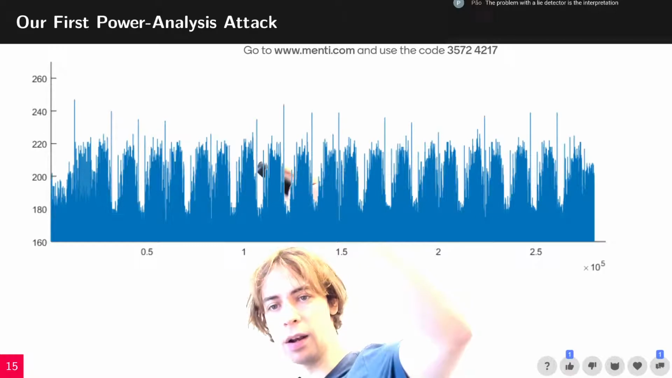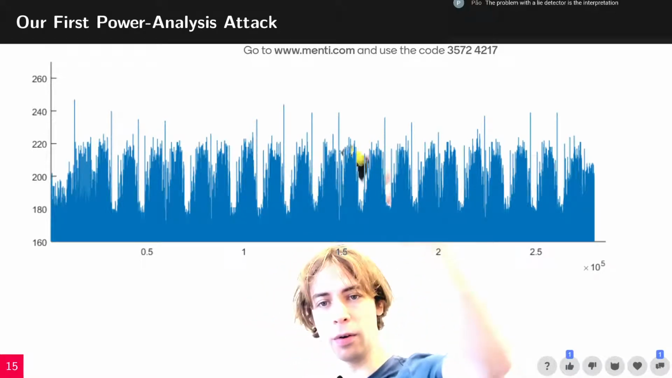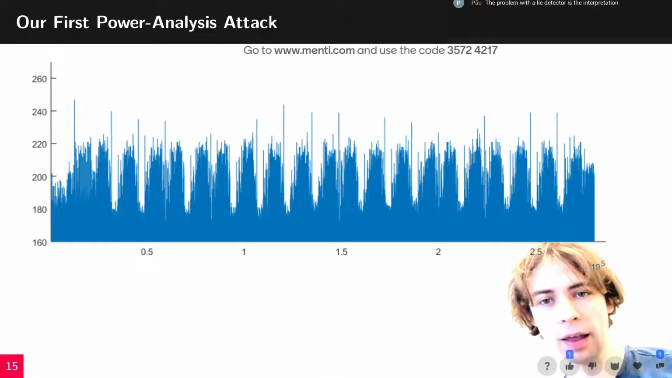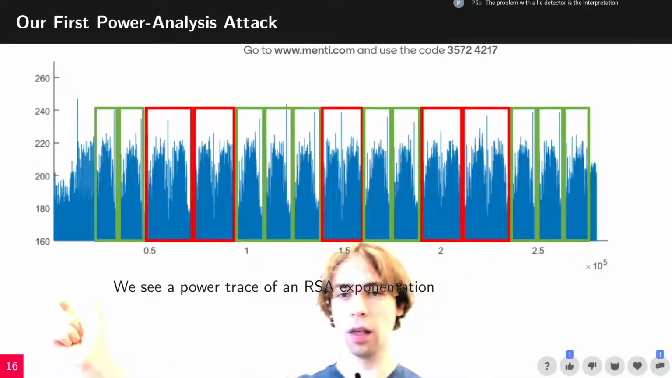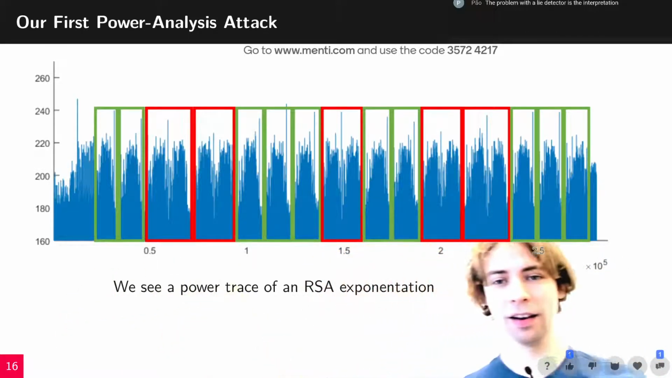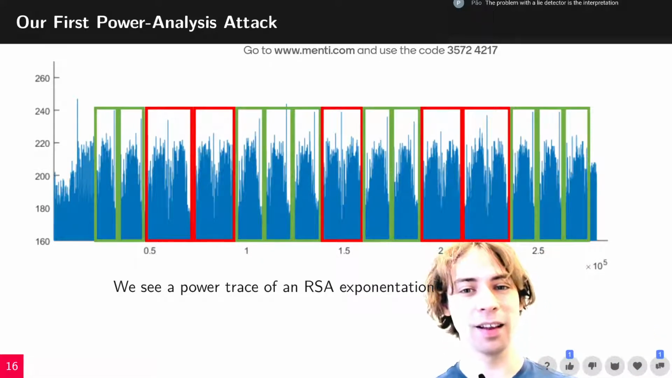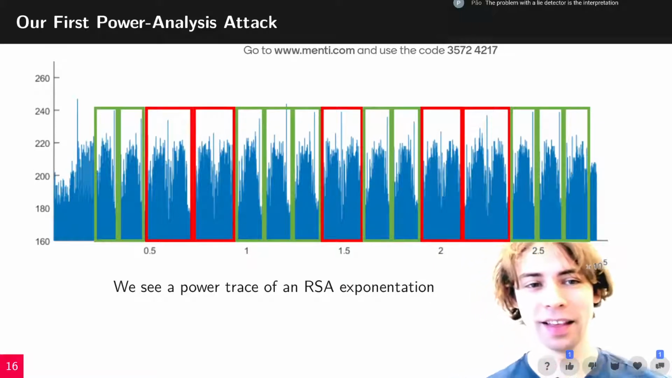This looks similar to this here, but it doesn't look similar to this one. But it looks similar to this one. Let me highlight them. So the ones that look similar, I marked them in red now. And the other ones, I marked in green. And that's a power trace of an RSA exponentiation, which consists of ones and zeros.